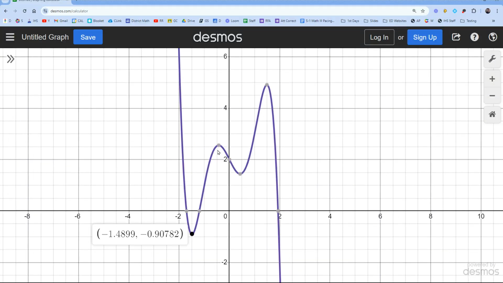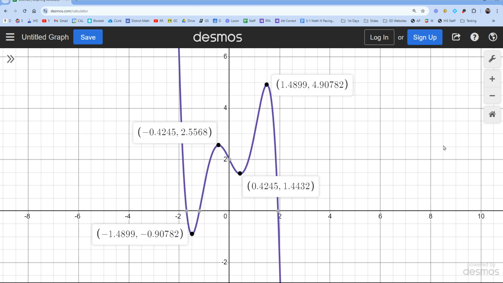The last one, right? It only had one turning point. My goodness. Here we go. A bunch of turning points. So that's good. So a minimum right here is at negative 1.5 and negative 1. Another minimum is right here, a low turning point, 0.4 and 1.4. We have a max right there, so that's negative 0.4 and 2.5, and 1.5 and 4.9. Let's put those on our graph.